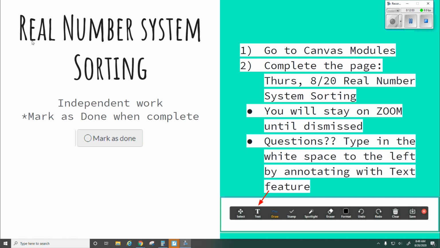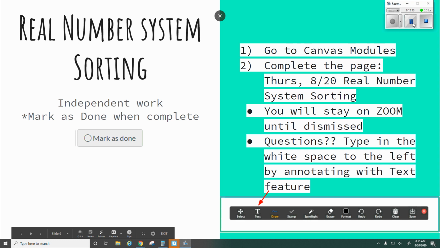So you are now going to have some independent practice where you're going to be able to check your work. And when you're done, you're going to mark as done when complete. Okay. So you'll go into Canvas just where we were. Go to Canvas modules. Complete the page that says Thursday 8/20 Real Number System Sorting. And then if you're watching it from home, you don't have to worry about there. So let me show you where this is in Canvas.